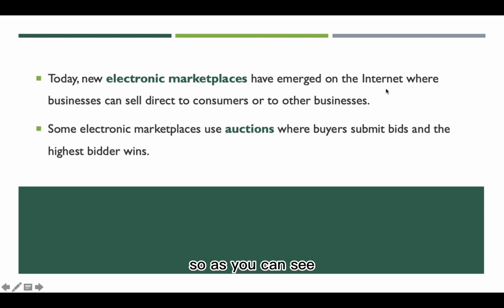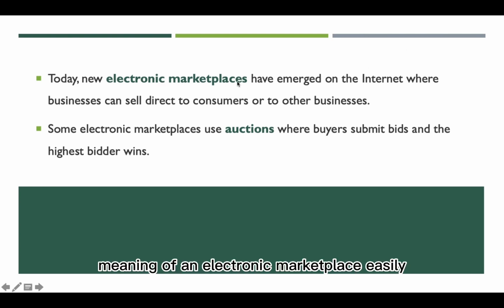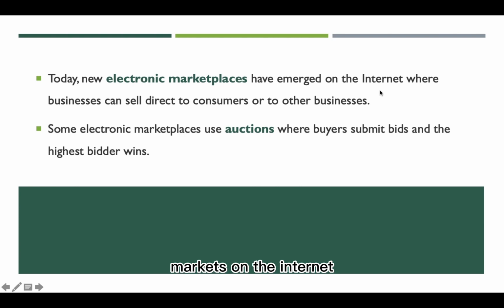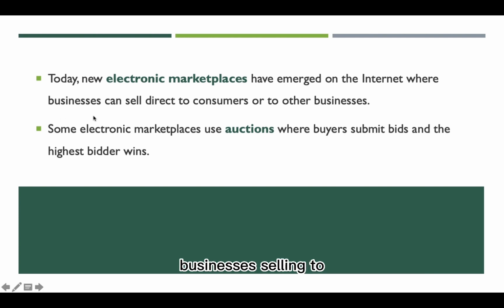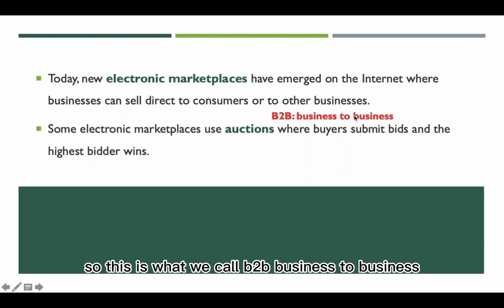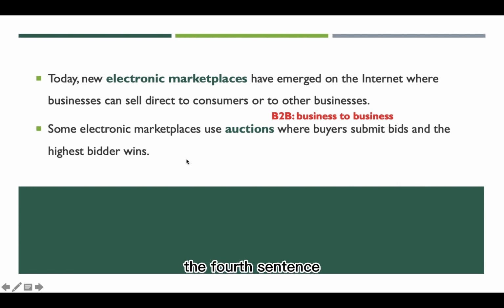So as you can see, we can tell the meaning of an electronic marketplace easily by the word internet. So electronic marketplaces refers to markets on the internet. And here in the electronic marketplaces, we have businesses selling to other businesses as well. So this is what we call B2B, business to business. The second sentence: some electronic marketplaces use auctions where buyers submit bids and the highest bidder wins.